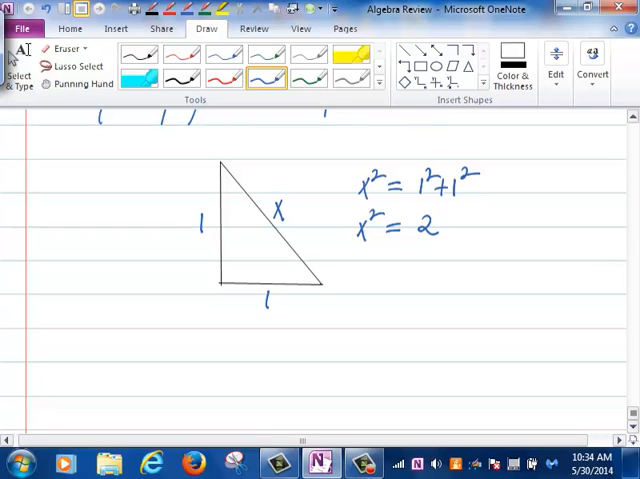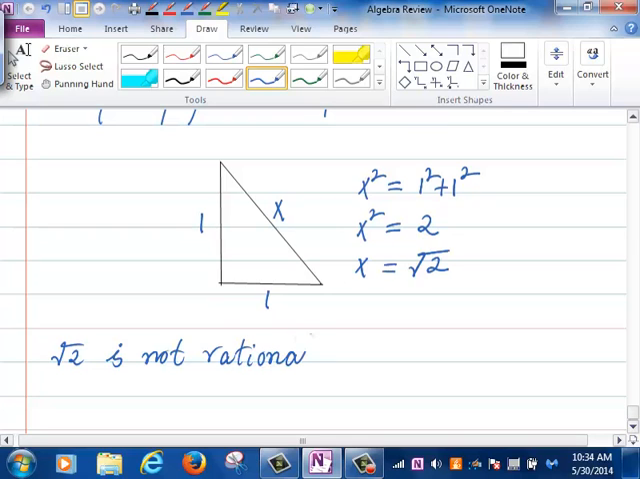But it turns out that the number x, whose square is 2, is not a rational number. Okay, so x would be root 2. So we denote x by root 2, right? So what is root 2? Root 2 represents a positive number whose square is 2. However, root 2 is not rational.